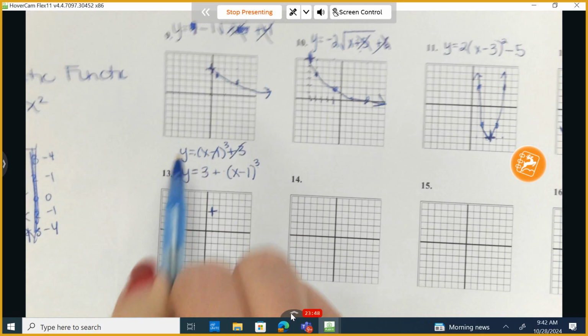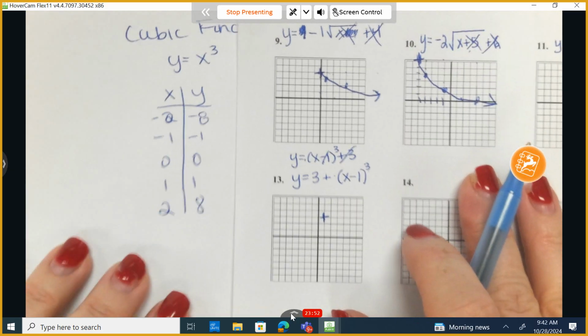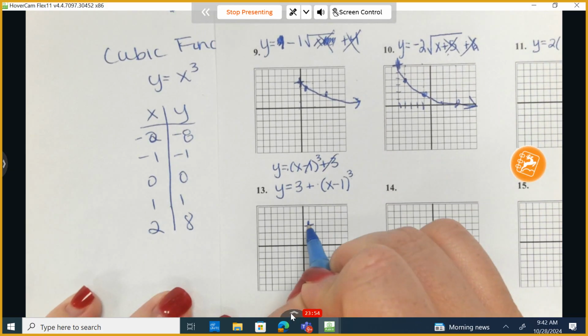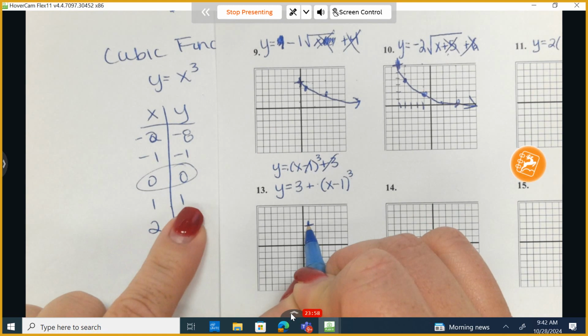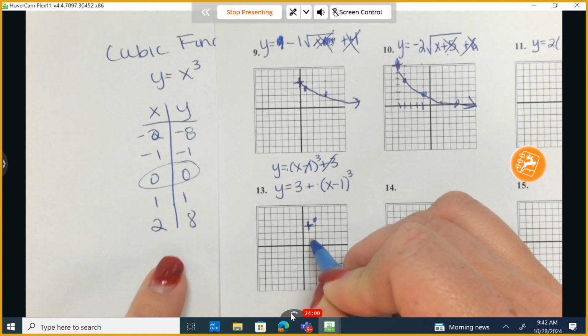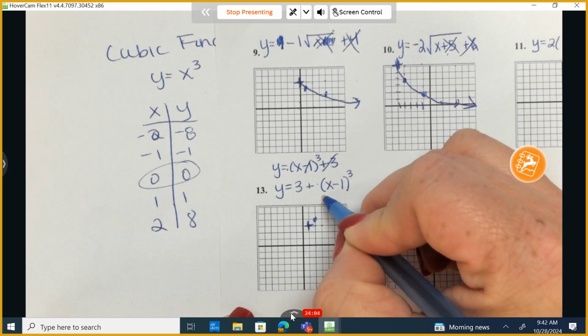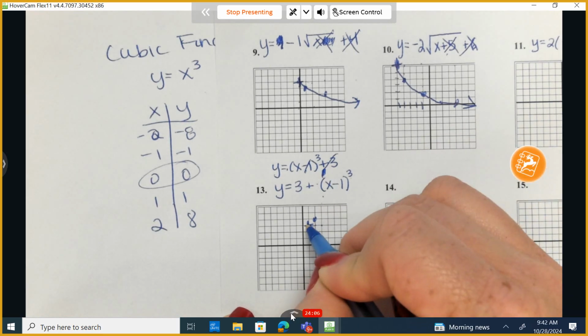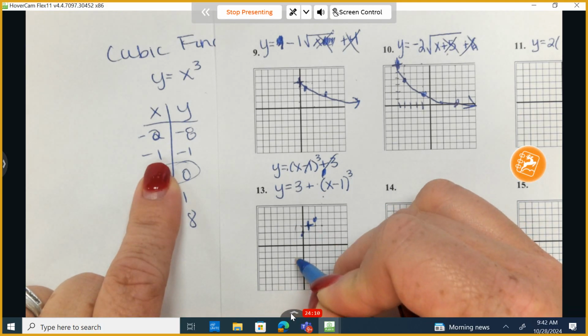The number in front is a positive 1. I don't need to worry about changing the y values. So this is a new function. This is always 0, 0, your bullseye. So I'm going to go right 1, up 1. Right 1, up 1. Then right 2, up 8. Well, that's going to be way off the graph. But right 2, up 8 looks like it's probably somewhere in here. Then I'm going to go left 1, down 1, and left 2, down 8.